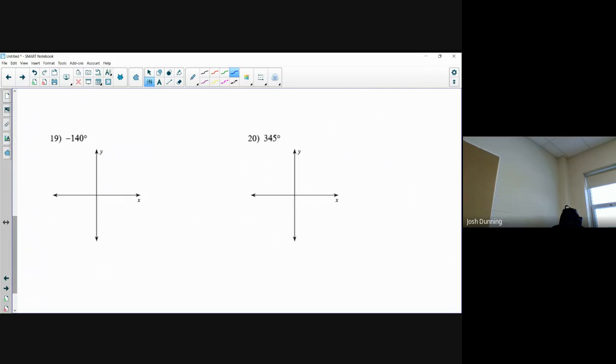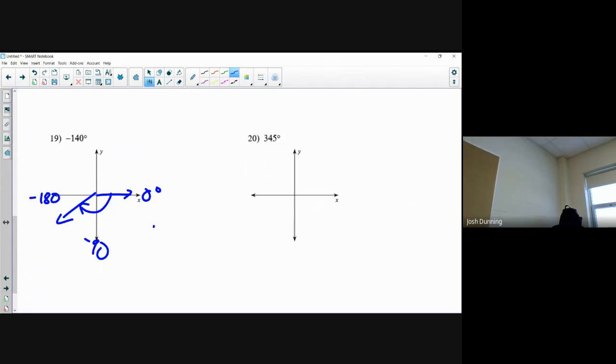Negative 140. Well, let's see. There's 0, my initial. We're going down again, clockwise. Negative 90, negative 180. Don't need any more than that. Negative 140 is in between 90 and 180, so there we go. That direction. Just trying to illustrate.